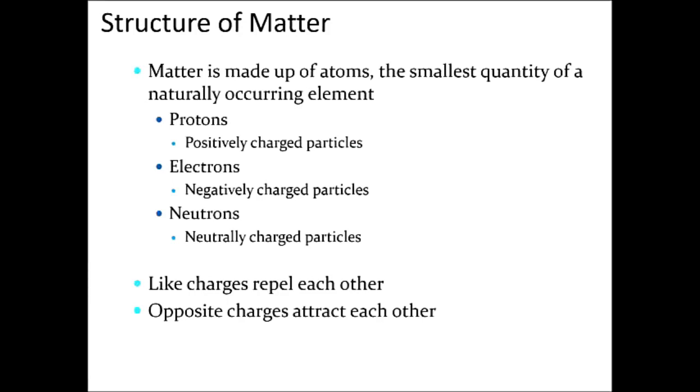All matter, everything that you see around you, even yourself, is made up of atoms, the smallest quantity of a naturally occurring element. Atoms are made up of protons, which are positively charged particles, electrons, which are negatively charged particles, and neutrons, which are neutrally charged particles. Just like a magnet, like charges repel each other and opposite charges attract each other.